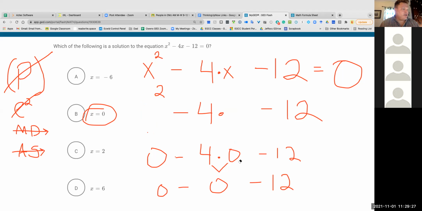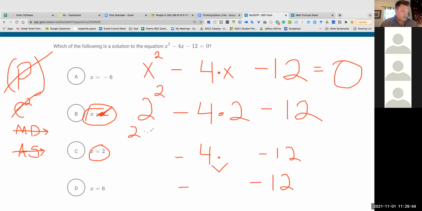So that's no good. So now we'll try 2. That's 2 squared minus 4 times 2. So 2 squared is 2 times 2, so that's 4. Minus 4 times 2, which is 8. We bring all this stuff down, and this we type into our calculator, because this could possibly be it, and I don't want to get screwed up on adding and subtracting. No, -16, so that's not it.